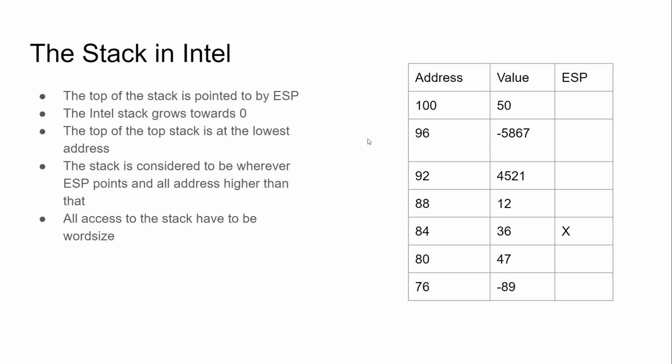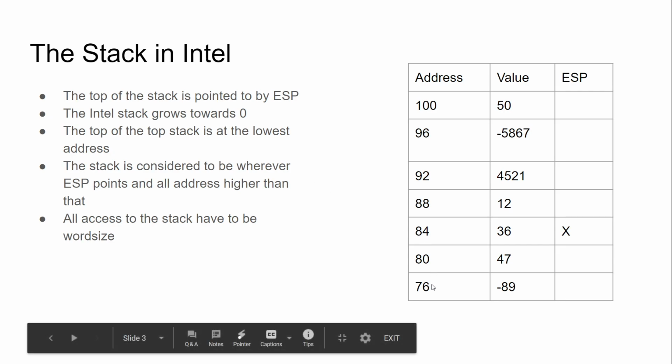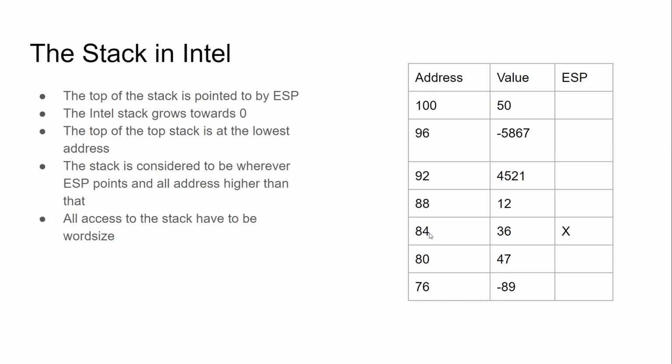So notice this point right here. It's considered to be wherever ESP points and all addresses higher than that, right? 80 and 76 are lower than its current value of 84. So actually, these elements up here are considered to be what's part of the stack.